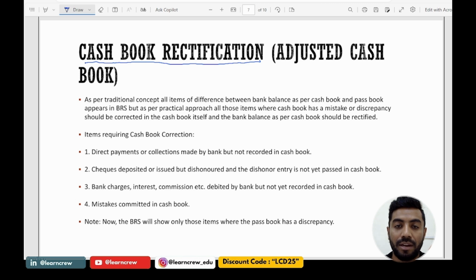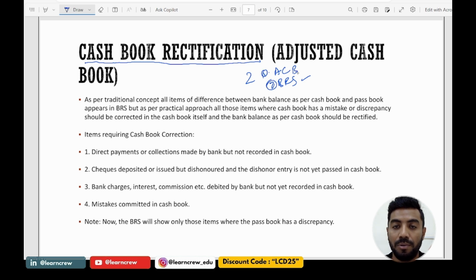Then during BRS, you get to know that you missed out so many items, so you rectify the cash book, then do the bank reconciliation statement. Okay. Here, two steps you have to do. One is do the cash book rectification, then do the BRS. In other cases, we do only BRS. But in this case, we do these two steps. In the first step, second step.